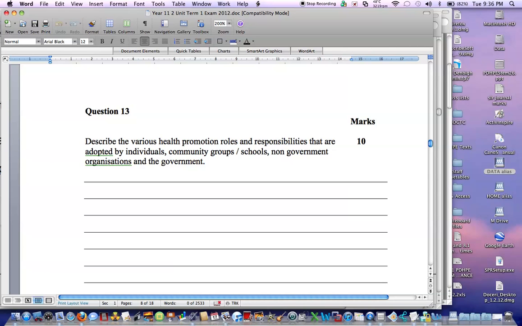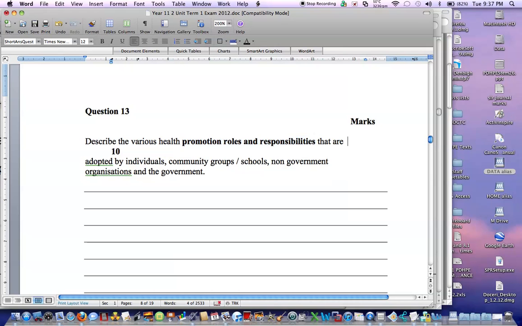Question 13 asks students to describe the various health promotion roles and responsibilities that are adopted by individuals, community groups, schools, non-government organisations and the government. And this question was worth 10 marks, and there are a fair number of lines which students would be expected to fill up. So first of all, what we're looking at here is we need to make sure we include roles and responsibilities.